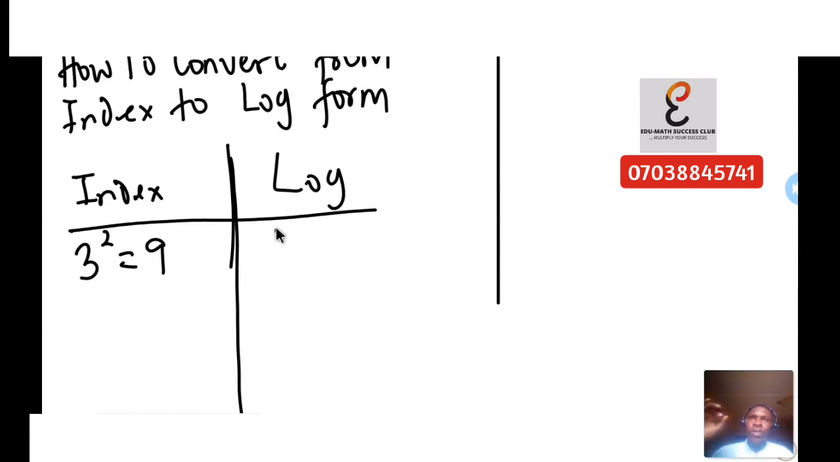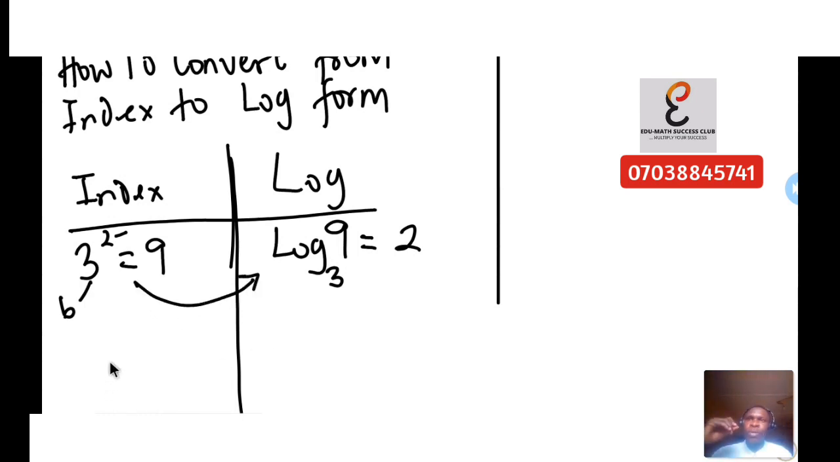You just have to write your log first. Now identify the base. This is the base. This base will be at the bottom of the log here. Then write your equals to. This 2 is the power. This power will be outside here. Then the 9 will be here. So you've converted from index to log form.